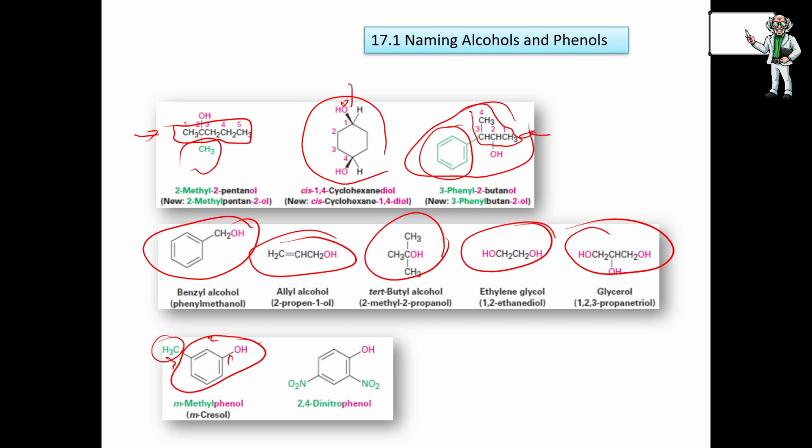3-methyl phenol. Or, if you remember how we can name the aromatic compounds, it will be a meta, because it's 1,3, meta-methyl phenol. Here the next. Again, we have a phenol, and then we have 2 substituents that are 2 nitro groups that are in position 2 and position 4. This will be 2,4-dinitrophenol.